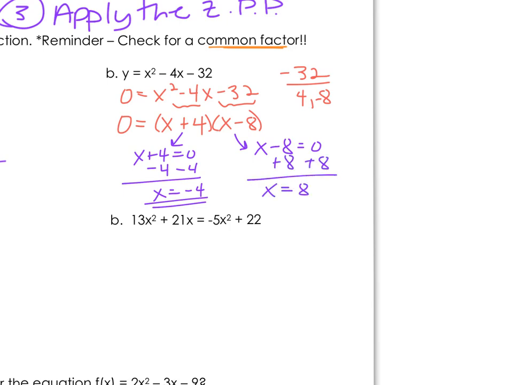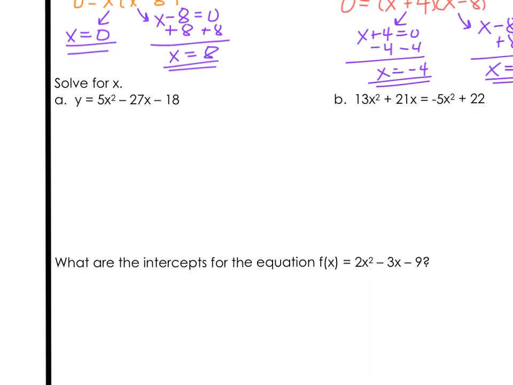X equals positive 8. There's our two x-intercepts. When you're asked to solve for x, it means to do the same thing. So I'm trying to give you different sets of instructions that you'll see on your homework that mean to do the exact same thing that we've been doing. If we want to solve for x, we first start off by setting y equal to 0.